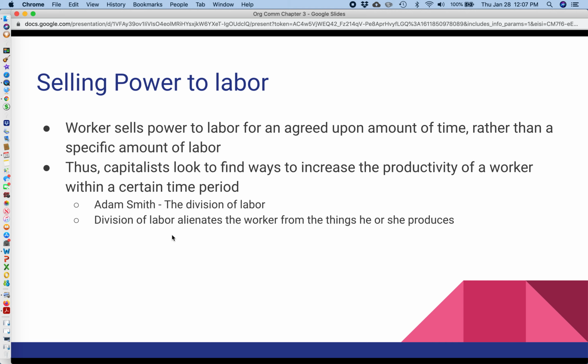Now, Marx argued that this division of labor alienates the worker from the things he or she produces. What that means when I say it alienates someone is you don't understand the process anymore, right? It used to be if you were making wagon wheels, you understood every aspect of it. You understood the process from beginning to end. You knew that wagon wheel inside and out. You knew how to make the whole thing, right?